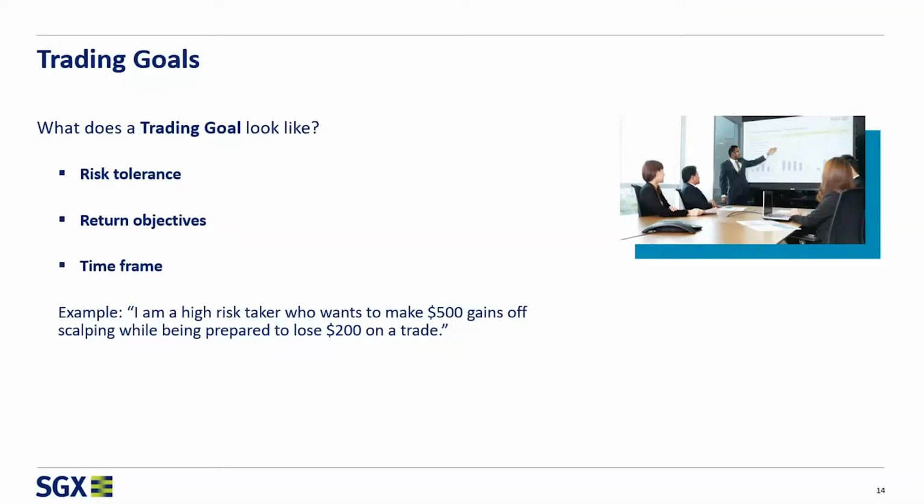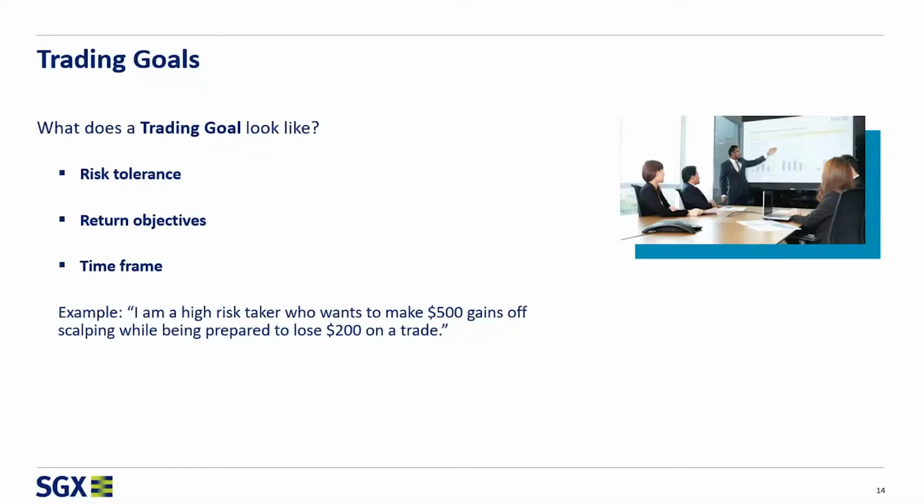But other than trading for profit, we need to know a bit about ourselves. So in this case, a trading goal involves risk tolerance, how much risk you are willing to take as a trader. Okay, certain return objectives, how much money you are out to make, what kind of profit you are looking at, and also time frame. Like I mentioned, the time frame of trading tends to be shorter than investing, but the time frame itself can be further broken down, as we can see later.